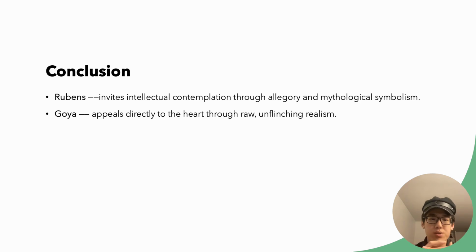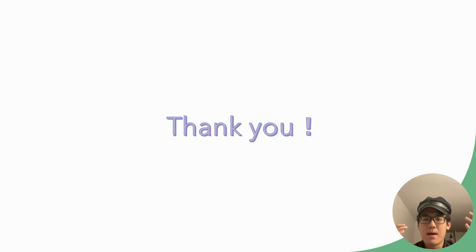So in conclusion, Rubens uses his style and artwork to invite intellectual contemplation through allegory and mythological symbolism, whereas Goya appeals more directly to the heart through raw, unflinching realism, with a direct depiction of people in war to let people realize its damage. And that's my presentation. Thank you.